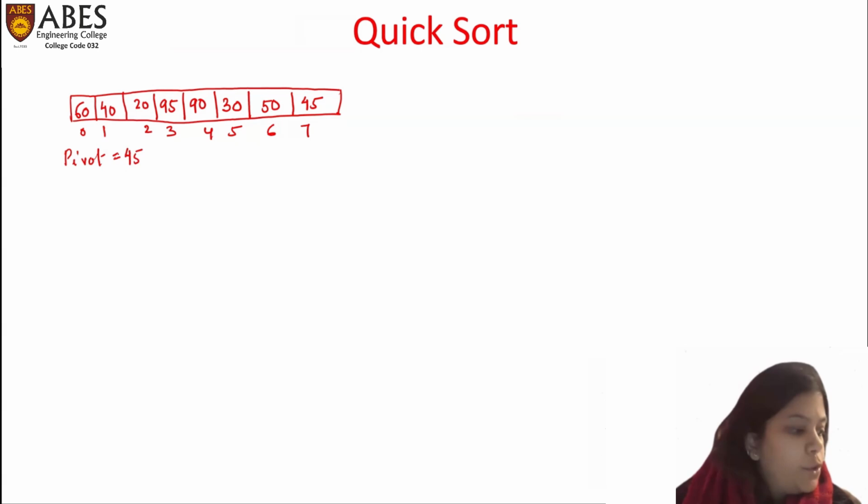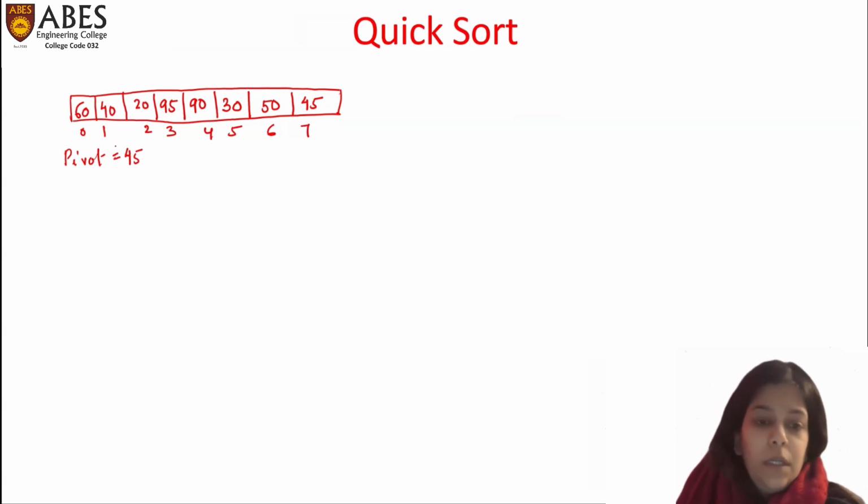Now basically what do we have to do? We just have to shift all the elements which are smaller than 45 to the left side, and we have to keep all the elements which are greater than 45 to the right side, thereby then placing 45 at its appropriate position. So for this, there can be various approaches, but here we are taking two variables. We can have i and j, and the pivot is selected as 45, right?